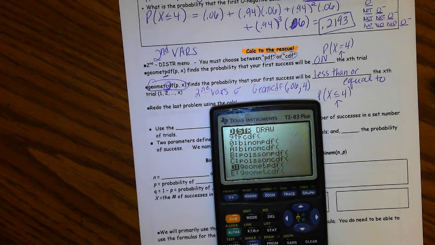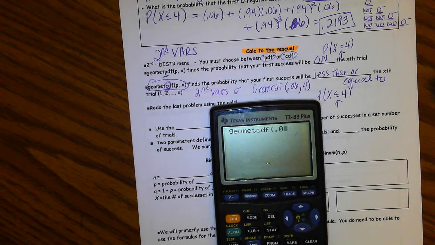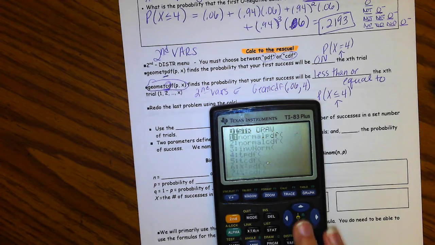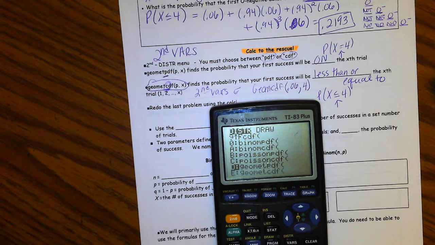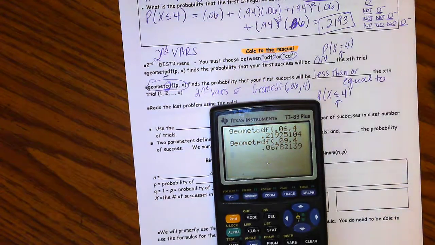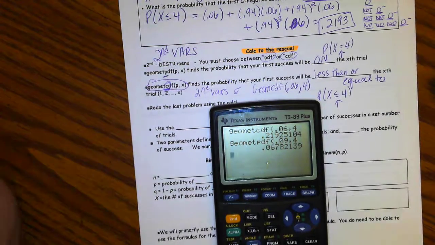So in my calculator, geom CDF, the last choice, success is 6%, and we're looking for it to be the first success on the fourth trial. I press enter, and I get the same number. And if we would have done the previous problem with the spam email, that one was just equal to 4. That would be geom PDF. Probability of success on that problem was 0.09, and 4, giving 0.0678, which was the answer to our last question. We calculated it outright, or we could have used these buttons on our calculator. That is the geometric model.